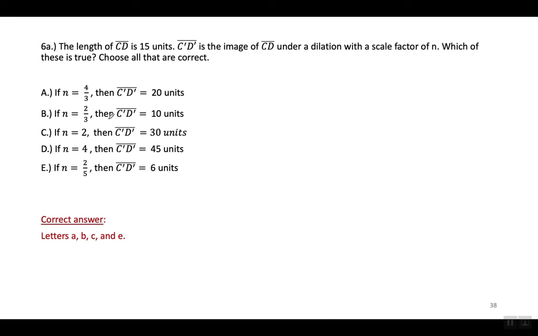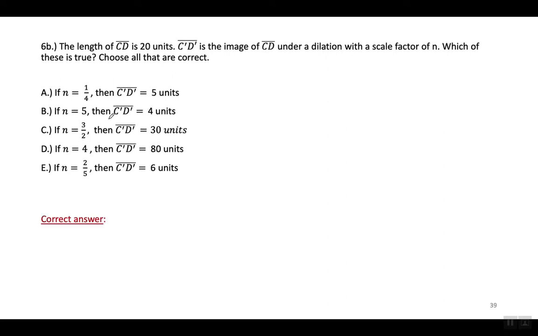All right, moving on. 6B, I put more examples that you could practice.